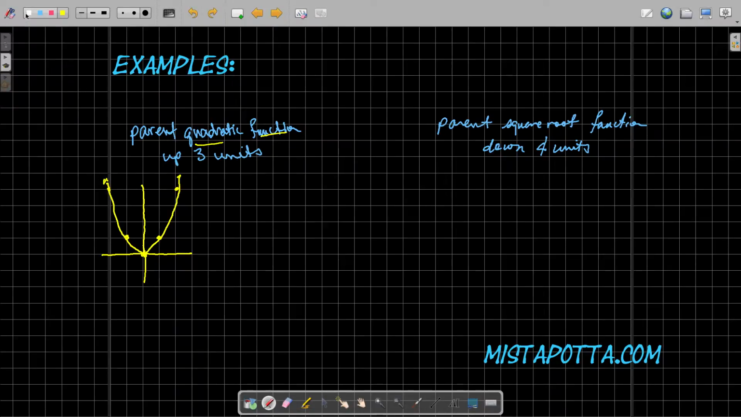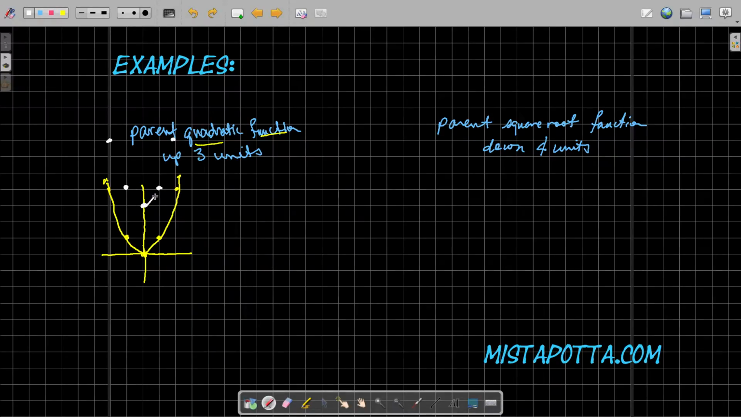And if I want to add 3 units to each of these points, that means instead of passing through the origin, I'm really passing through the point (0, 3). Instead of going through the points (1, 1) and (-1, 1), I'm really going through (1, 4) and (-1, 4). And instead of going through (2, 4), I'm actually going through (2, 7).